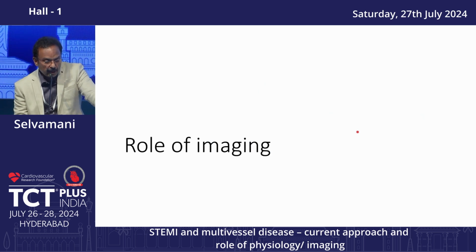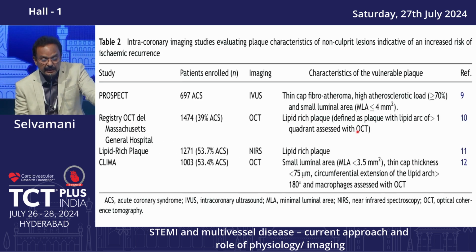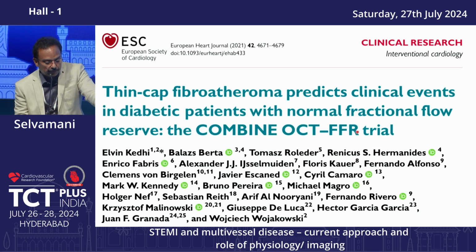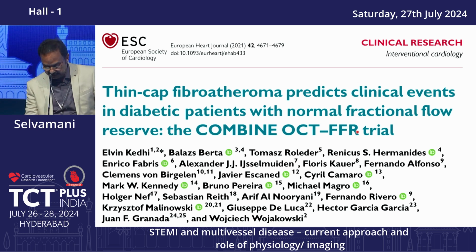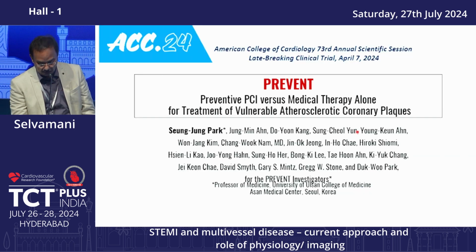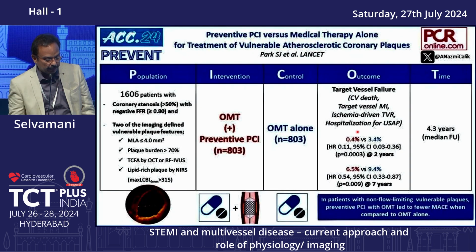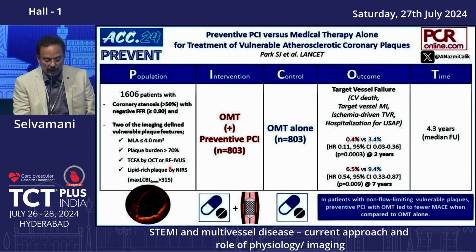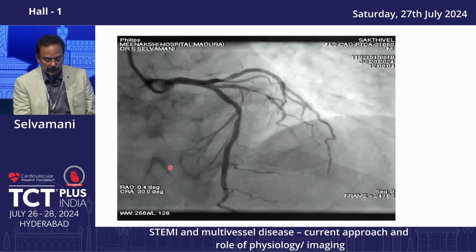randomized trial data. In a non-culprit vessel, does imaging have a role? That is a very big question today. We have some studies, and FORZA is one, and apart from that, new studies combined OCT and FFR. In this, they found that if there is a TCFA in a diabetic patient, they do better if treated well. And of course, the recent PREVENT trial, where they compared MLAs, plaque burden and TCFAs: if the lumen is less and plaque burden is high, you treat those lesions, you get a very good result.